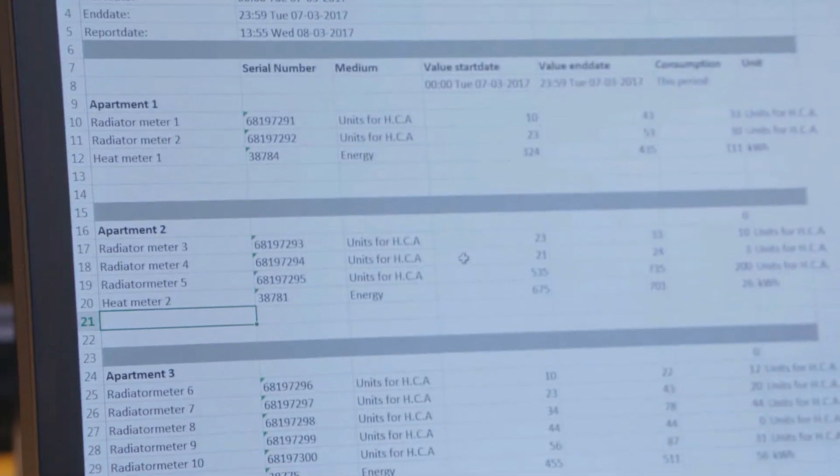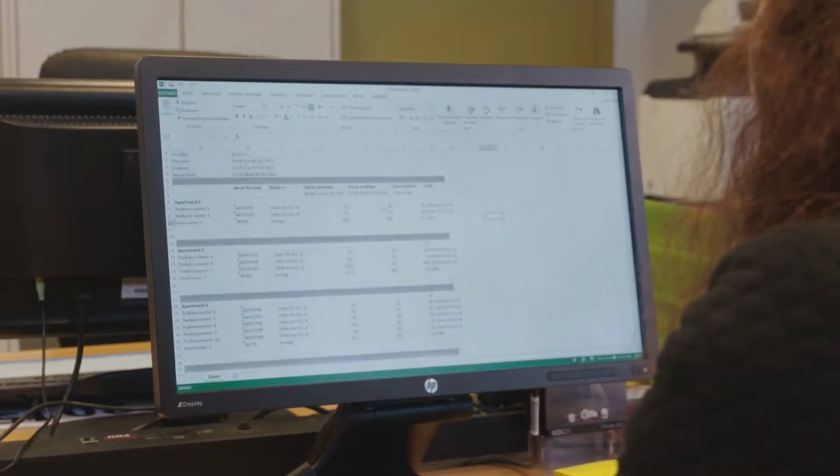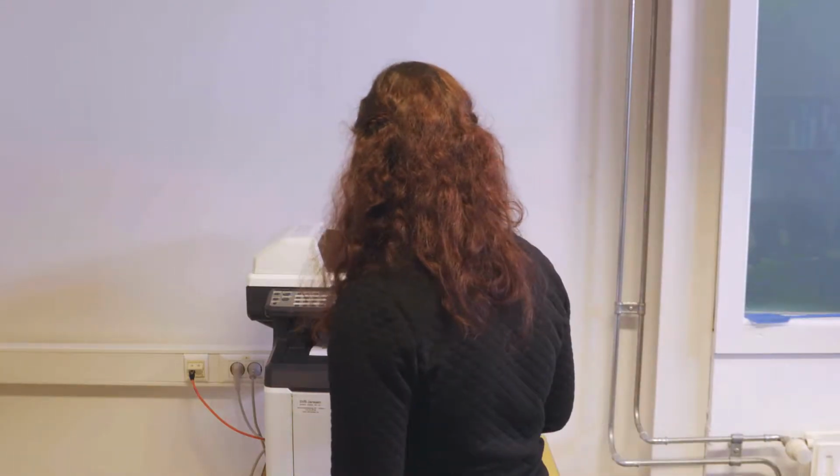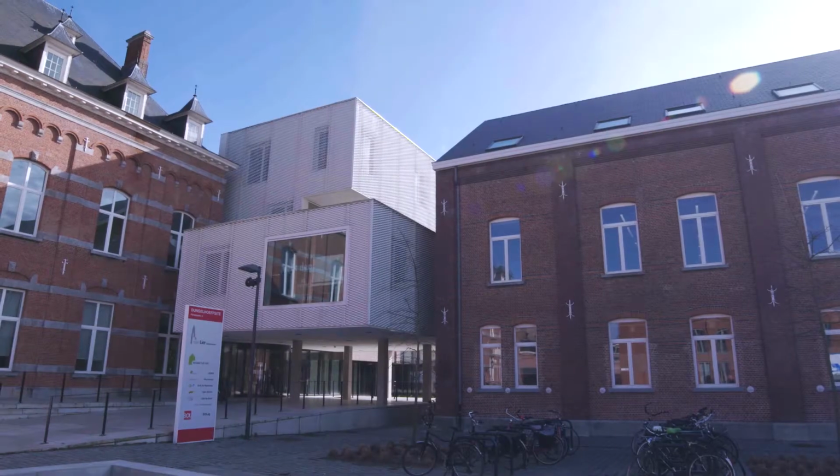Automatic periodic reporting by mail enables control and settlement of, for instance, gas, water and electricity to be much simpler and avoids discussions. The system is user-friendly, allowing you to save a lot of time and reduce costs.